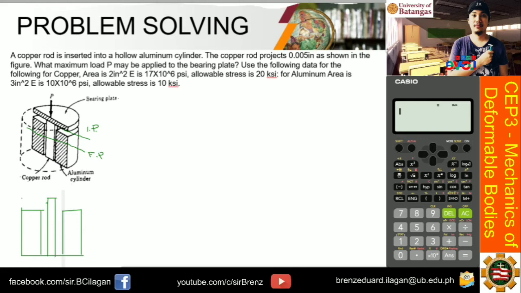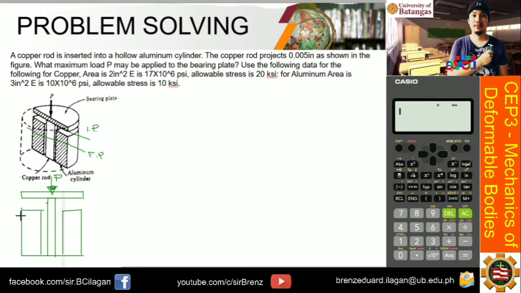Okay. So dito, di ba may bearing plate nga siya. Dun sa bearing plate pa lang, parang pinapahatid na niya na bababa ako hanggang dun sa aluminum cylinder. This is your load P. Okay. So ang pinapahanap again sa problem is itong value nung P. What is the maximum value of P that may be applied, considering the following condition?